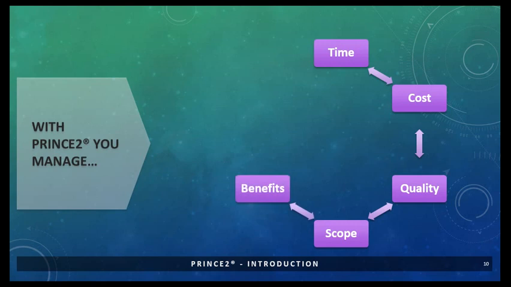Benefits. You as a project manager, you need to know, and not only you, even the project team members need to be aware of why the project is being done, and you always need to work towards achieving these objectives in the course of the project.